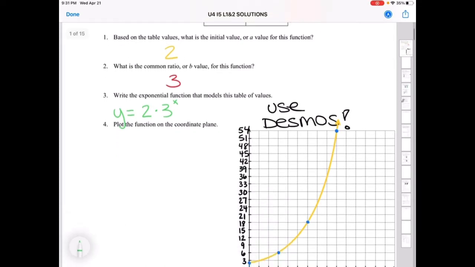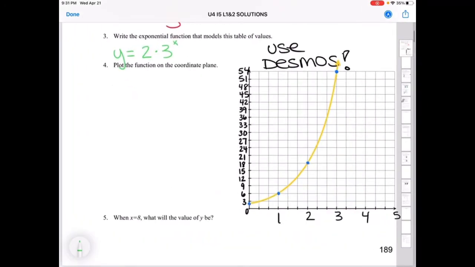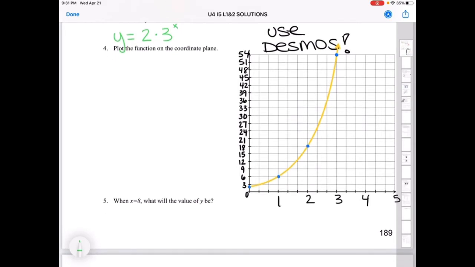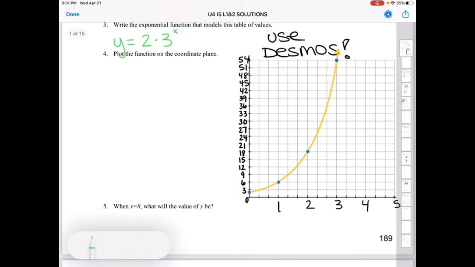And now it asks you to plot the function on the coordinate plane. I did this part already for you, but you're going to use Desmos to do it on your own as well. And then from there, you can use Desmos to figure out this last question. It's asking, when x is equal to 8, what will the value of y be? Well, we already have an equation, so we could calculate for it.